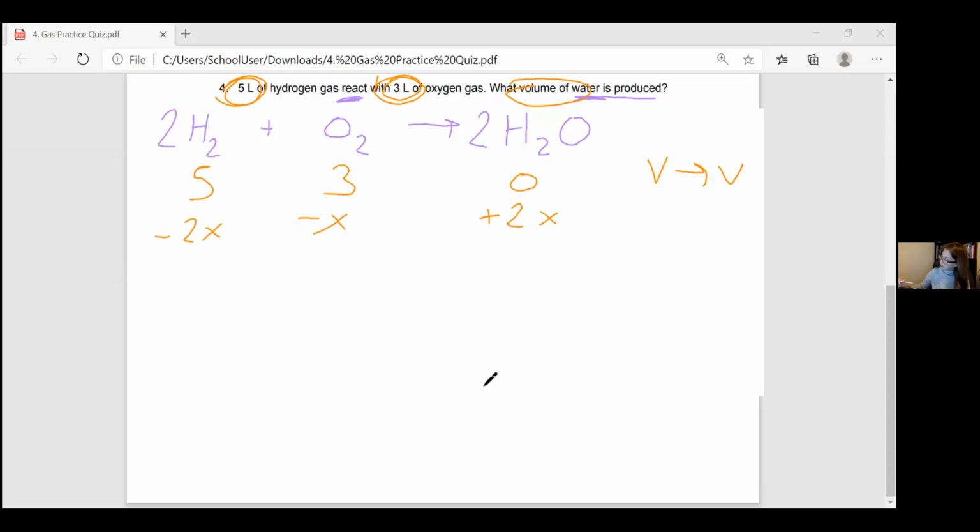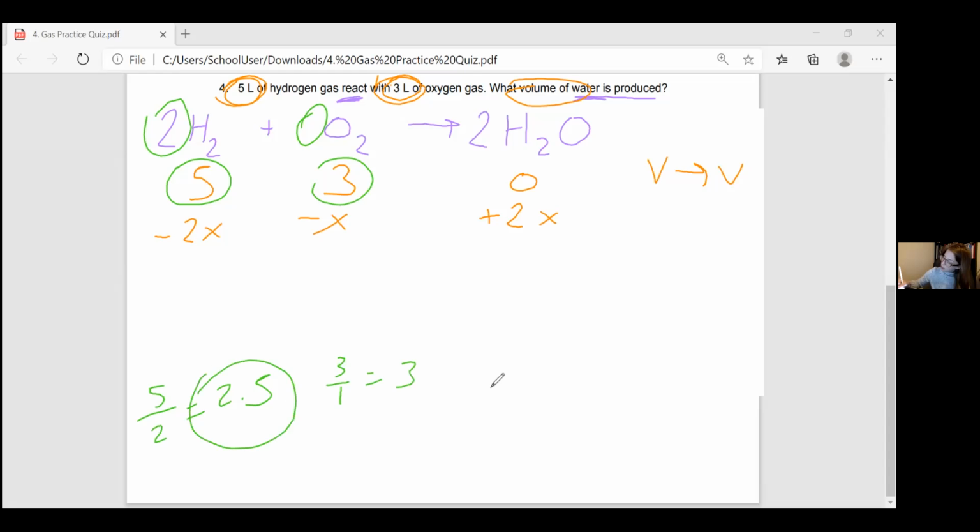To figure out which one's limiting, I have to first take the volumes, they're not moles now, they're liters, divided by the coefficient for each. The smaller one is what's limiting and is what is going to give us 0, and also is how we're going to find our x value. So then 2.5 ends up being our x value because we say 5 minus 2x equals 0, 5 equals 2x, 5 divided by 2 is 2.5, is now my x value.